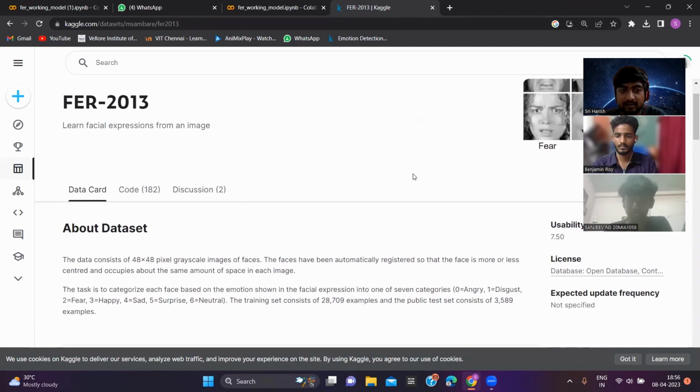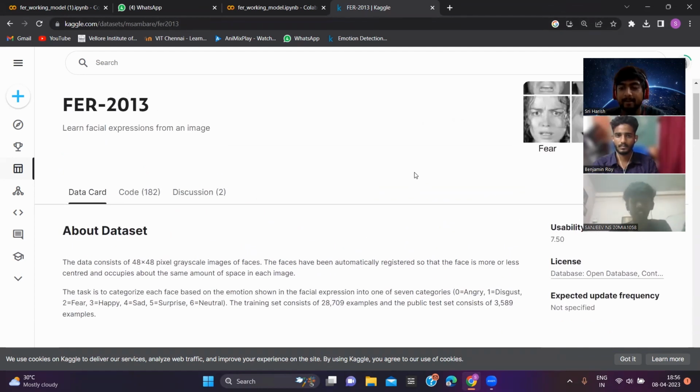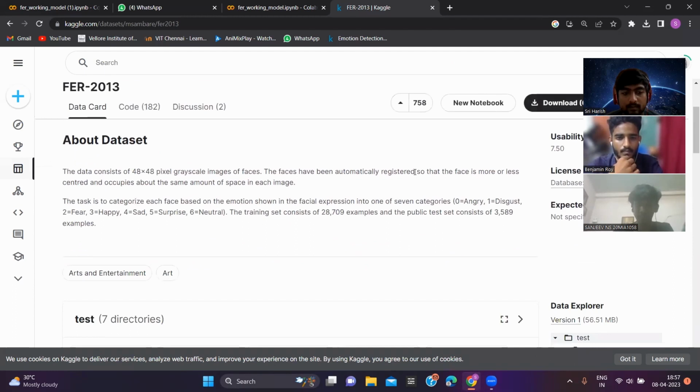Hello. This is Sanjeev. This is the FER 2013 dataset. FER means facial emotion recognition. This dataset is created by gathering the results of Google image searches for each emotion, and they have made it into a dataset. This dataset consists of seven classes: 0 for angry, 1 for disgust, 2 for fear, 3 happy, 4 sad, 5 surprise, 6 neutral. It consists of around 30,000 images, where 20,709 are training images and 3,589 are testing images.